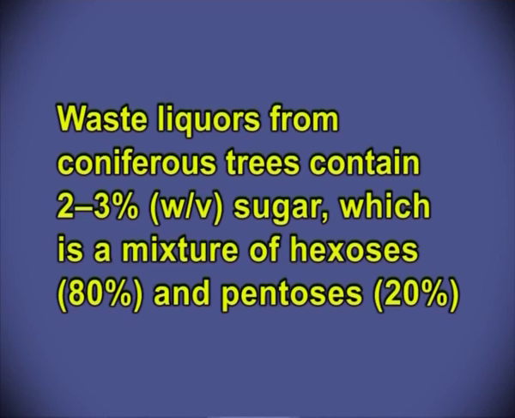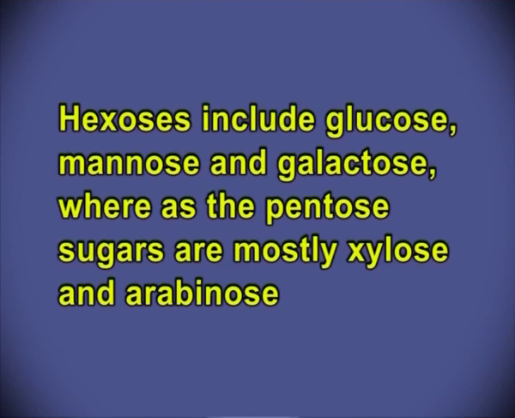Waste liquors from coniferous trees contain 2 to 3%, that is weight by volume, sugar, which is a mixture of hexoses around 80% and pentoses around 20%. Hexoses include glucose, mannose and galactose, whereas the pentose sugars are mostly xylose and arabinose.